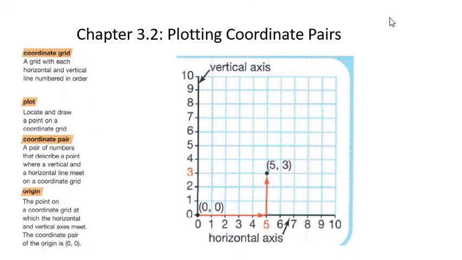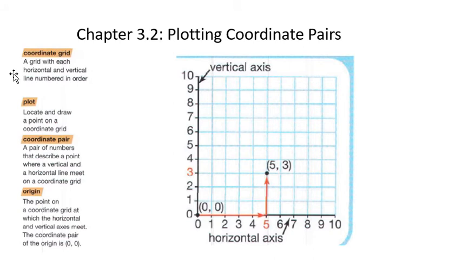Welcome back, grade 6. Today we are working on section 2 from chapter 3, plotting coordinate pairs. So we're continuing our work with coordinate pairs that you have been working on even in grade 5. And I'm going to go through a few of the different terms that you're going to be requiring for this section. Let's start off with a coordinate grid.